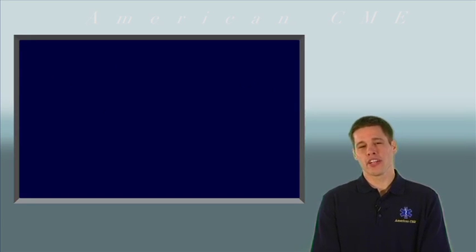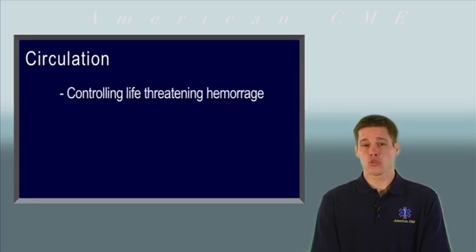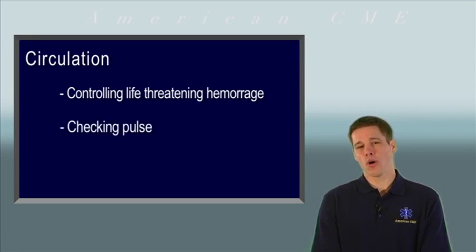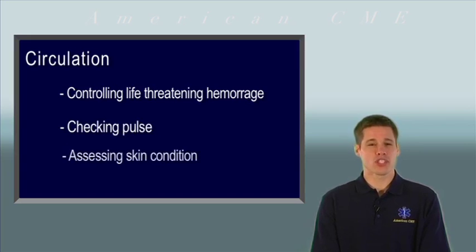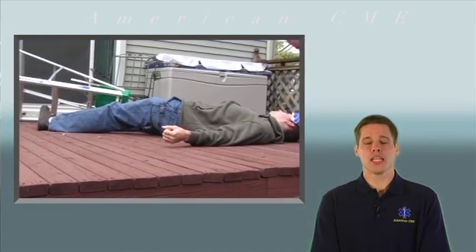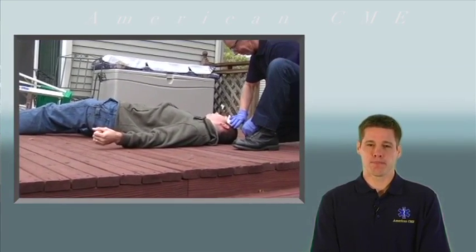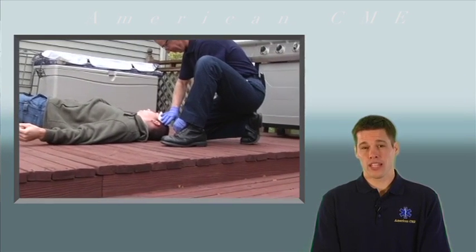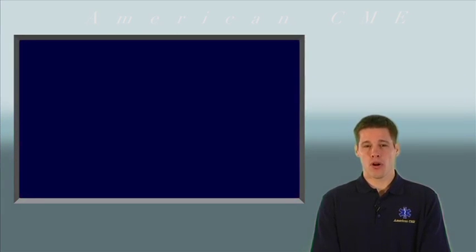The final step of our initial ABC assessment is circulation. This assessment consists of checking for and controlling any life-threatening hemorrhage, assessing for the presence of a pulse, as well as its rate, rhythm, and quality, and finally, checking the skin for its color, temperature, and condition. First, if severe bleeding is found, it should be immediately controlled with direct pressure. After assessing and controlling any severe bleeding, check for a pulse.